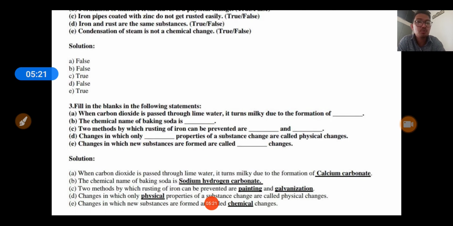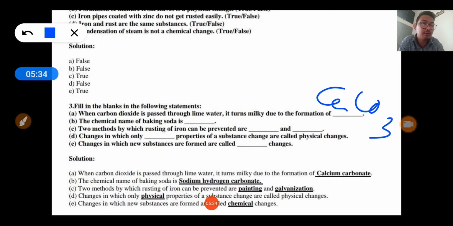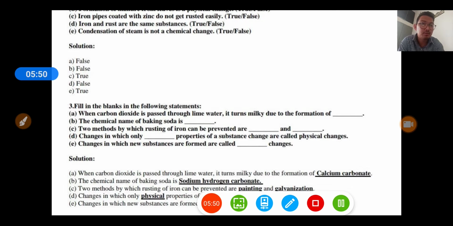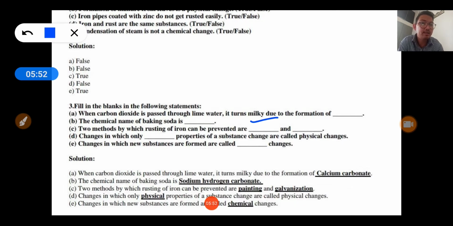Okay, now coming to the question number 3, fill in the blanks. Part number A, when CO2 is passed through lime water, it turns milky due to formation of calcium carbonate, CaCO3. Now part number B, chemical name of baking soda is sodium hydrogen carbonate, and this is also called sodium bicarbonate. Part number C, two methods by which rusting of iron can be prevented. One is painting, another is galvanization, and third one is oiling or greasing.